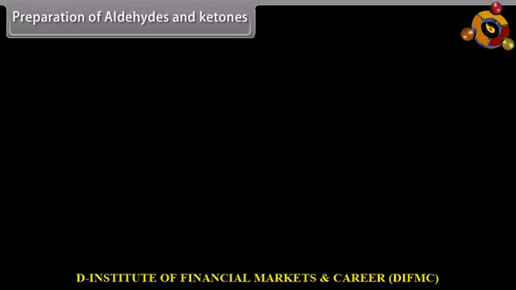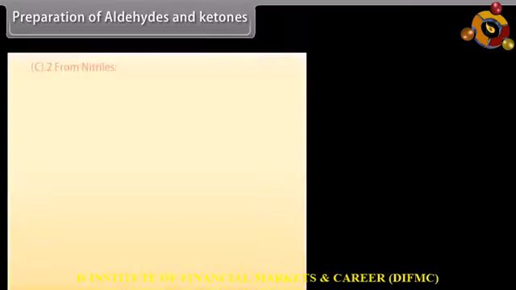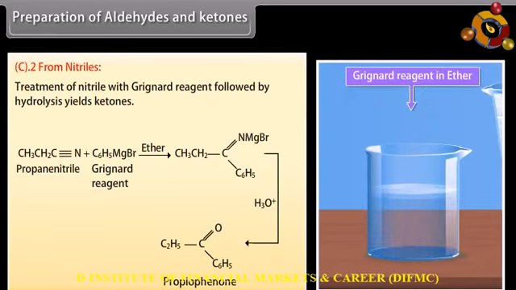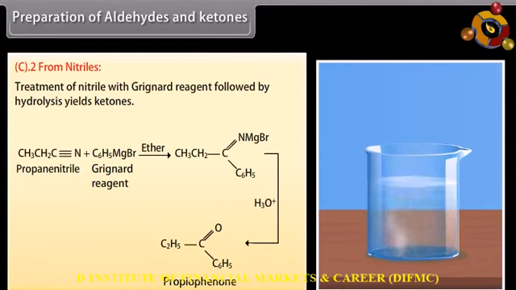Preparation of aldehydes and ketones from nitriles. Treatment of nitrile with Grignard reagent followed by hydrolysis yields ketones. Grignard reagent in ether reacts with benzonitrile, forming an intermediate, and then upon hydrolysis it gives propiophenone.